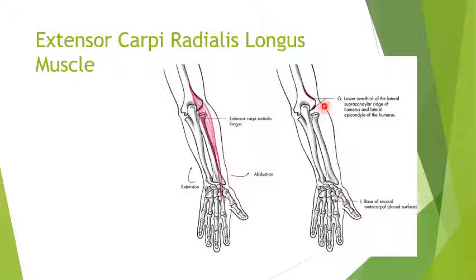If you look over here, the origin is still on the lateral epicondyle of the humerus, but you also have the lower third of the lateral ridge. But it's still on the lateral side. So on the lateral side with the other extensors, this one comes down to the base of the second metacarpal.